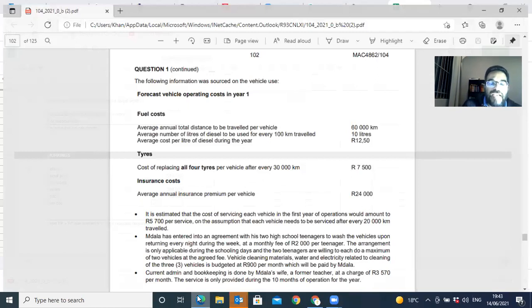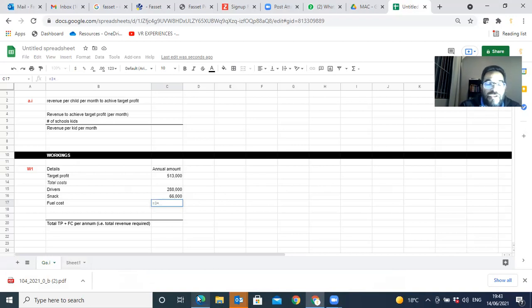Yeah, so then they're giving us how many kilometers, so we know there's 60,000 kilometers, but they're telling us that the vehicle uses 10 liters for every 100 kilometers. So for us to work out how many 10 liters, we're going to say as follows: 60,000 kilometers divided by 100 kilometers. 60,000 kilometers divided by 100 kilometers will tell us how many 10 liters we will need.